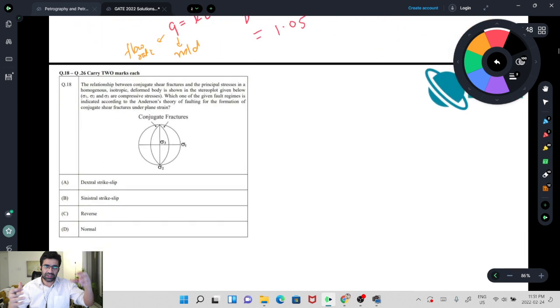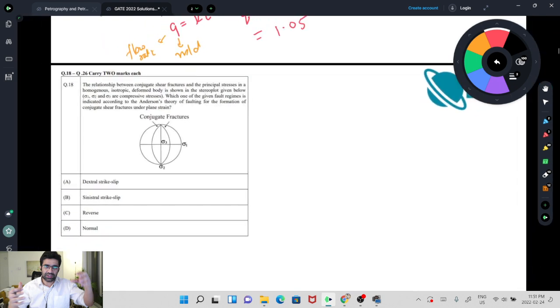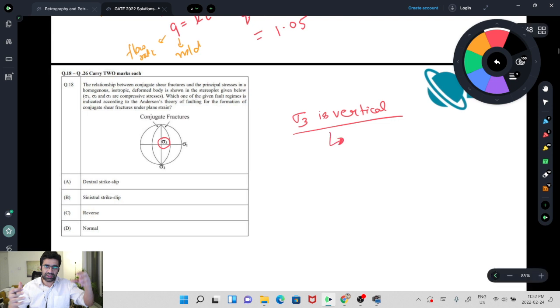Okay, so the next question, although a lot of things are given to you, you have to identify the type of fracture, and it is very simple to identify that because here sigma 3 is vertical. Okay, other things that you are given here are these conjugate fractures. I will basically tell you what is going to happen in here. The easiest way to answer this is just look at sigma 3 here. Sigma 3 is at the center of the stereonet, so therefore sigma 3 is vertical. So you know, if sigma 3 is vertical, then the fault is a reverse fault. Okay, if sigma 1 was vertical, it is a normal fault.